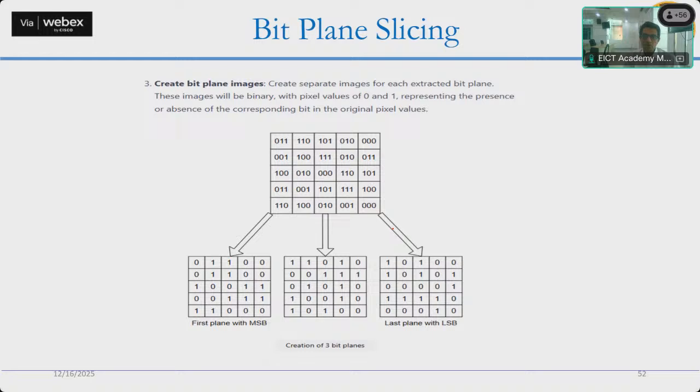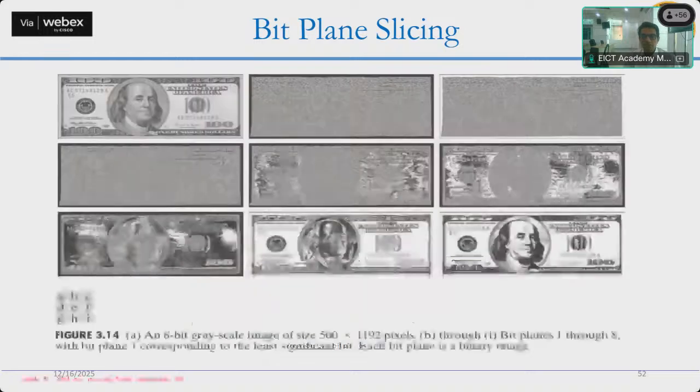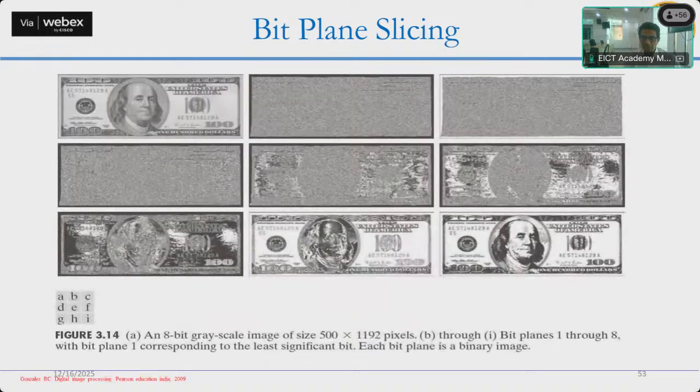Now see what we will do. With respect to each bit, all will have a different intensity value. Still, we need to conclude what will happen after creating the different planes. This picture will better demonstrate it. For example, this complete picture is there. See, this is basically the currency of a dollar, right?